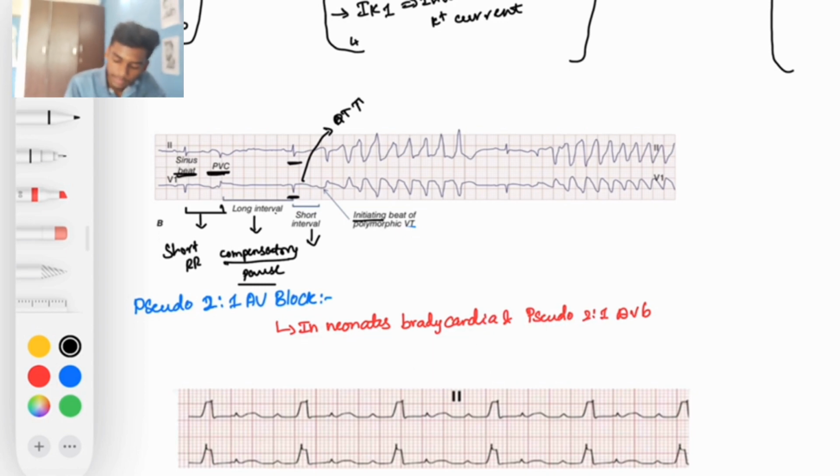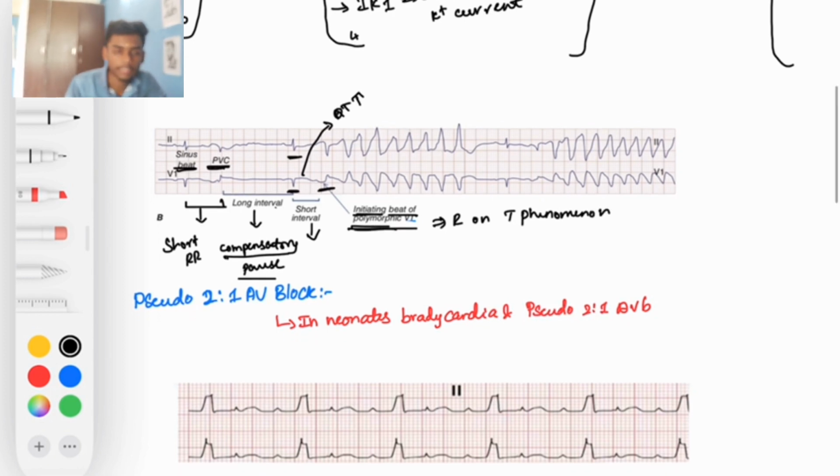And then here you can see the initiating beat of polymorphic ventricular tachycardia. It is present on the T wave of the normal sinus beat, so it is known as R on T phenomenon. Now this polymorphic ventricular tachycardia, the name itself says there are multiple morphologies. The morphology of the QRS complexes is different.